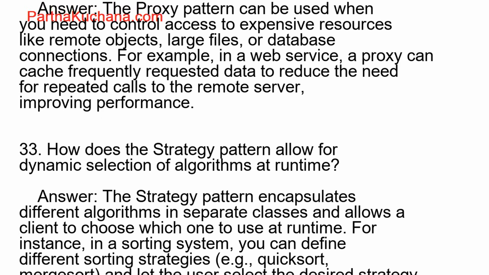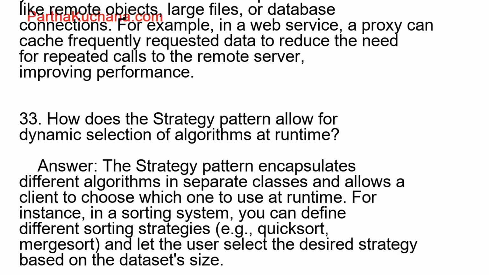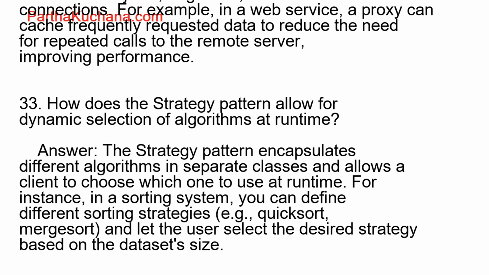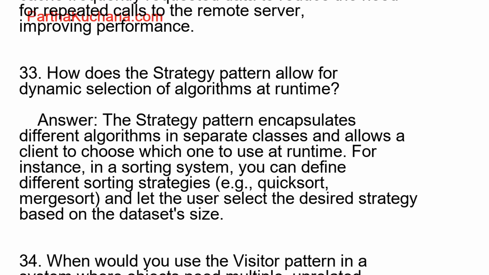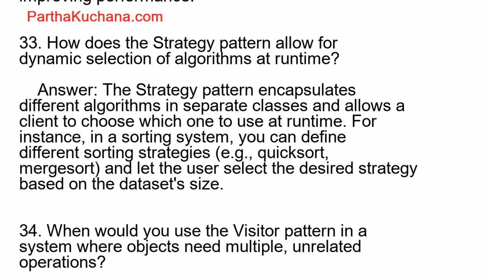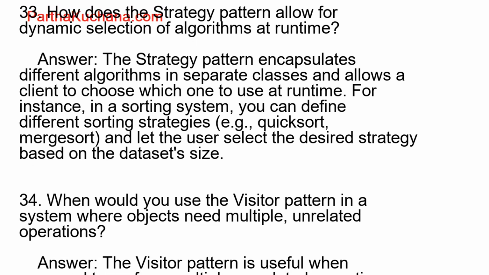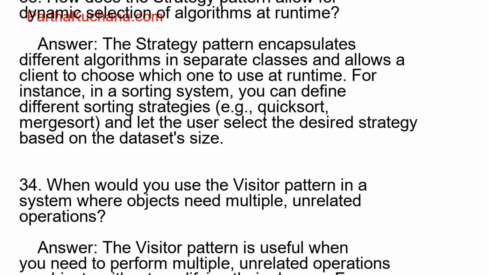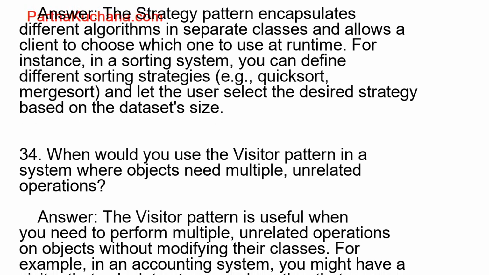35. Explain how the iterator pattern simplifies traversing a collection of objects. Answer. The iterator pattern provides a way to access elements of a collection sequentially without exposing its underlying representation. It simplifies traversal by separating the logic of how the collection is structured from how it's iterated over, allowing the same interface to work with different types of collections, e.g., lists, trees.